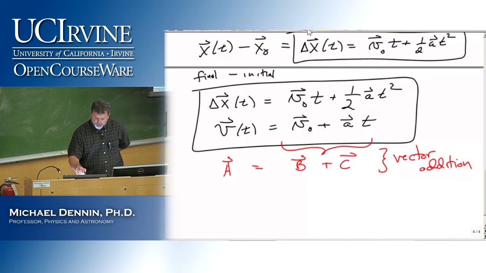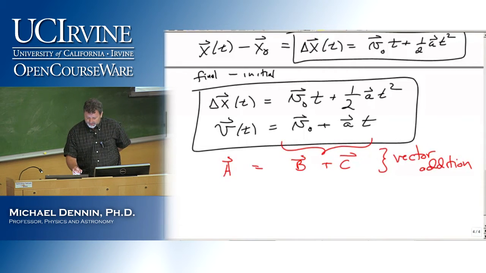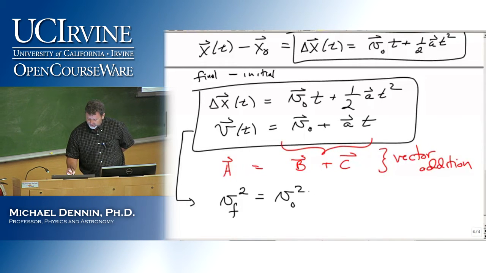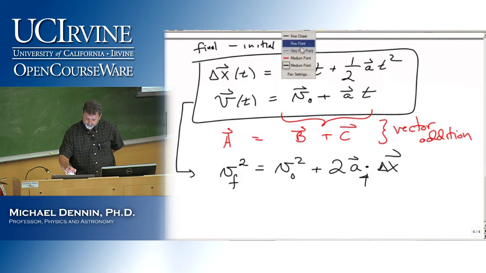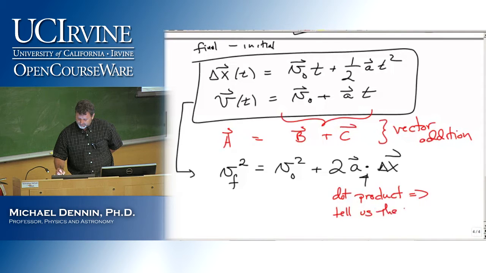Now, there is a third equation that is very handy. It actually comes from these two if we eliminate time. And we write it as v final squared equals v naught squared plus 2a dot delta x. And this dot here is important. We're going to use this in a number of different places. It will tell us the minus sign for this term.